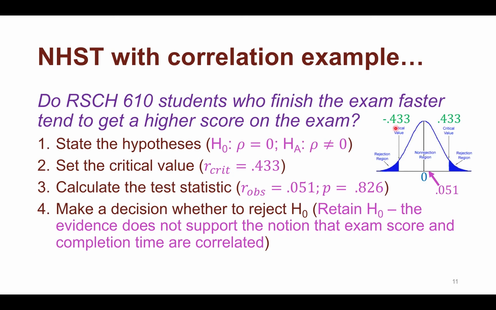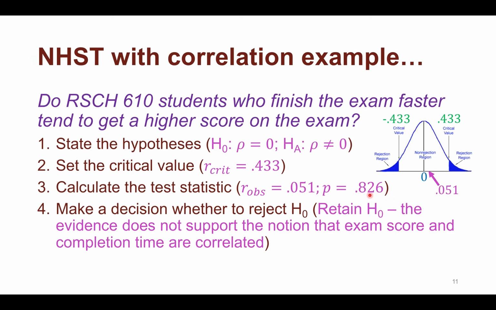Any correlation that's beyond negative 0.433 at this end or positive 0.433 at this end is going to be strong enough evidence that the null hypothesis is unlikely, and therefore we will reject it. However, what we find when we calculate the test statistic, R-obs, is that it is not beyond those critical values. It is within the non-rejection region. It's close to 0. It's actually 0.051 is the R value.